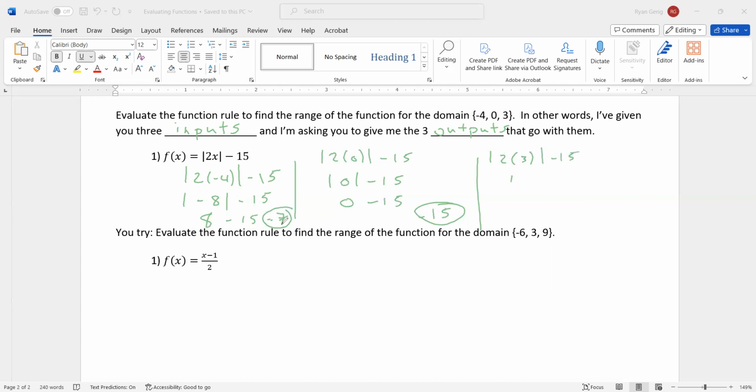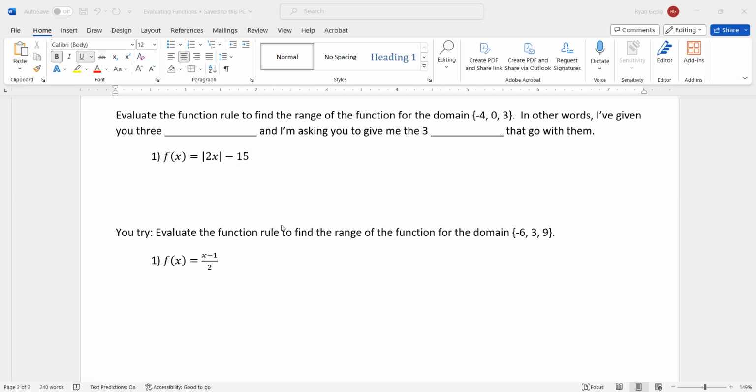2 times 3 is 6. The absolute value of 6. So how far is 6 from 0? Well, it's 6 units from 0. So the absolute value makes whatever's inside, once it's simplified, positive. If it's already positive, it doesn't do anything to it. So in this case, it just stays 6. So 6 minus 15 is -9. So my range ends up being -7, -15, -9. And that's it.